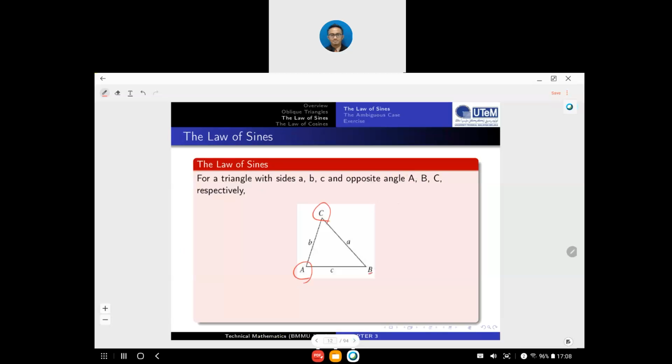The definition of the law of sines for a triangle: for example, you have a triangle ABC, and the angles are capital A, B, and C. So this is the angle here, angle A, and the length a is opposite to it. Then we can solve using the law of sines with this theorem, whereby sine A over a equals sine B over b equals sine C over c. So we can solve using this law of sines.